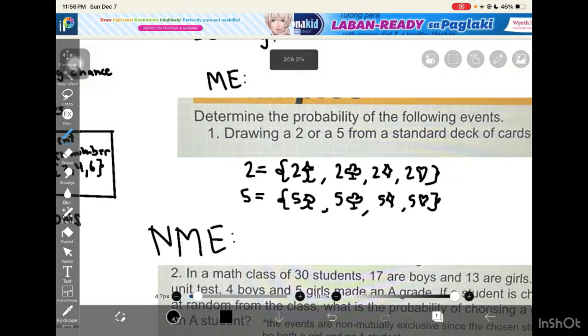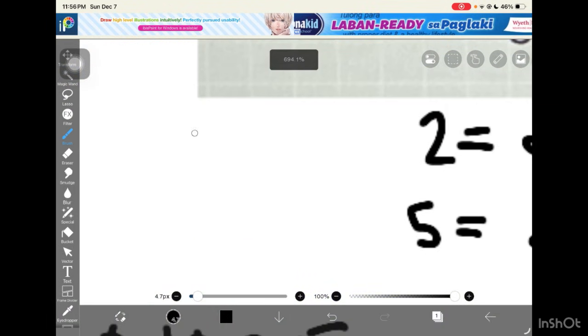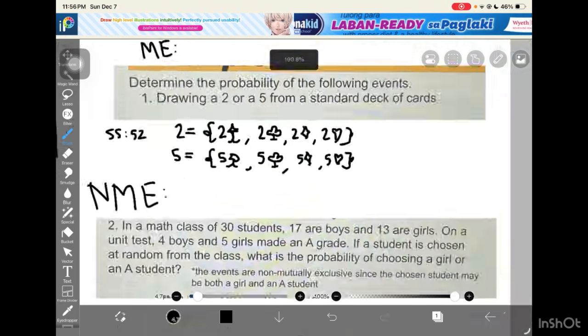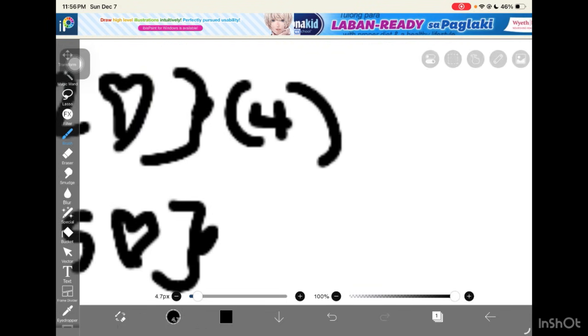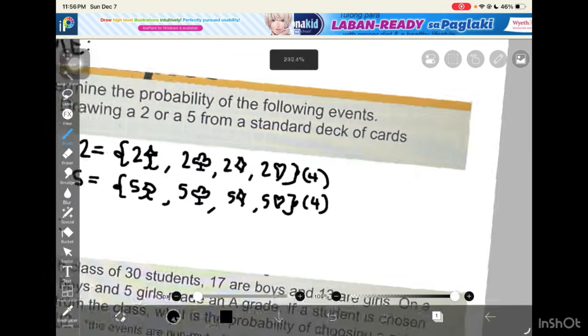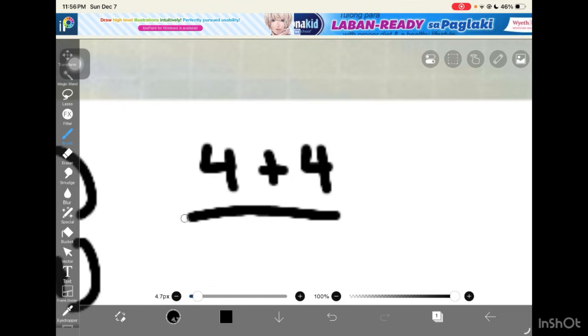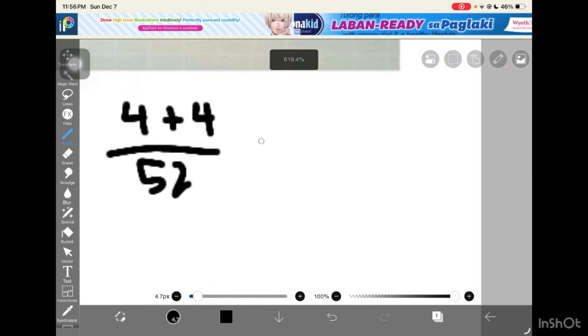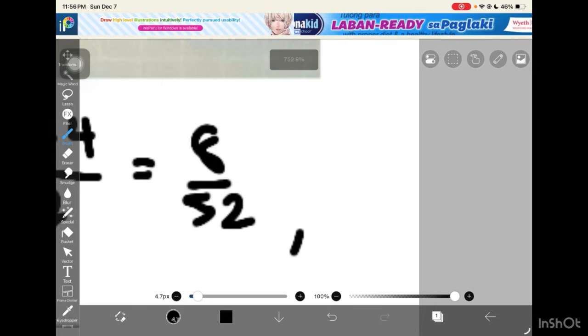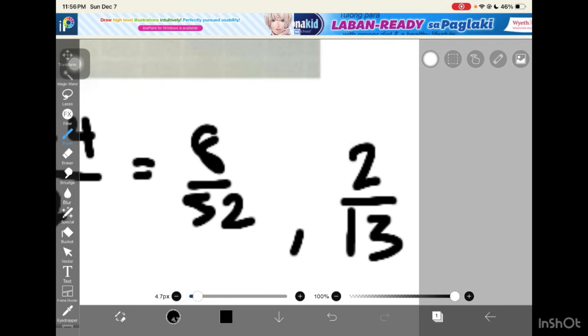Since this is just a deck of cards, our sample space is 52. So we have 4 outcomes here and 4 outcomes here. Since this is 2 or 5, we can just do 4 plus 4 over 52, which is equal to 8 over 52, or just 2 over 13. So this is the answer.